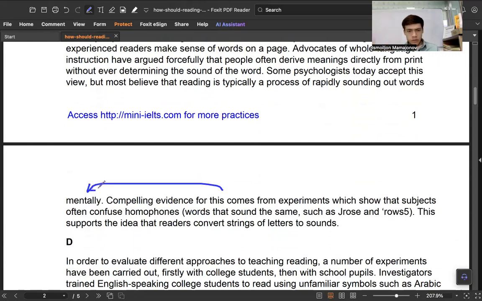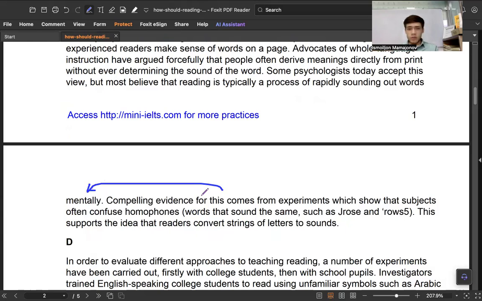Compelling evidence for this comes from experiments which show that subjects often confuse homophones. What are homophones? Words that sound the same. This supports the idea that the reader converts a string of letters to sound.